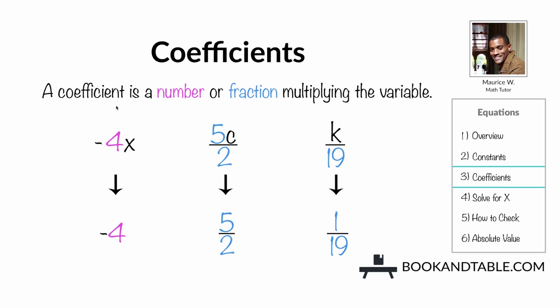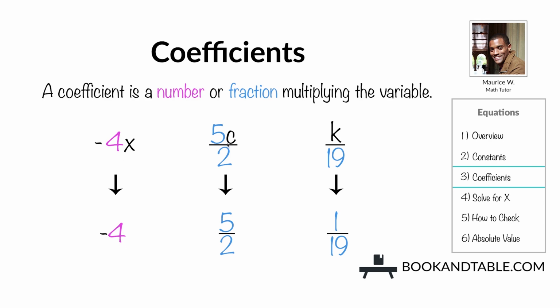A coefficient is a number or fraction multiplying the variable. So in this example, we have negative 4x. Our variable is x, and we're multiplying it by the number negative 4. So this would be our coefficient.